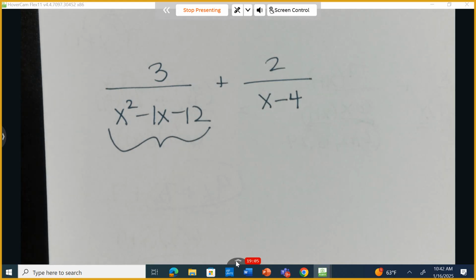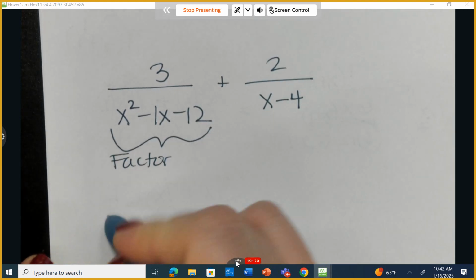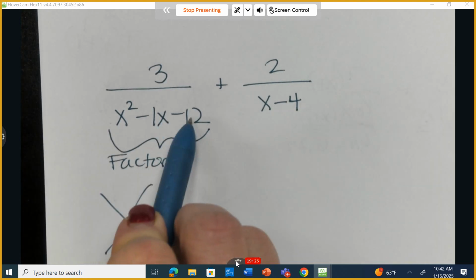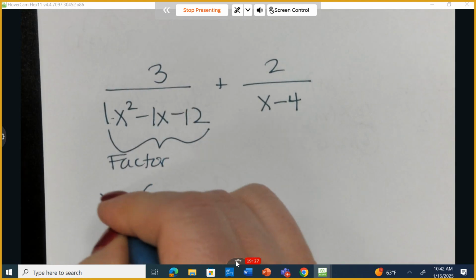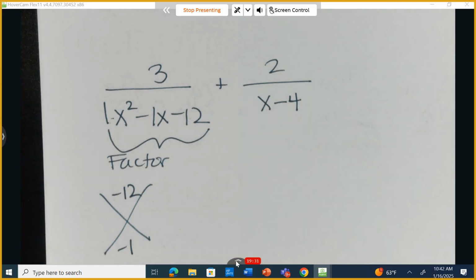But x squared, negative 1x, negative 12 are all different, so we can't combine. That's a great guess. There is a word that's not a square word that starts with an F that we could do here. We have to factor. So everybody write factor underneath. So how do we factor? We're going to take the front, which is a hidden 1, and a negative 12. So 1 times negative 12 is negative 12. And I'm asking myself, what two numbers can multiply to equal negative 12? So they're going to be different signs, and they combine to give us a negative 1.